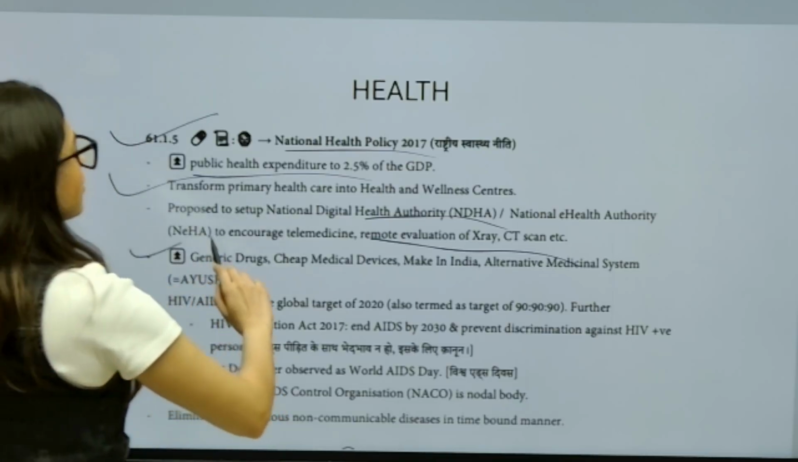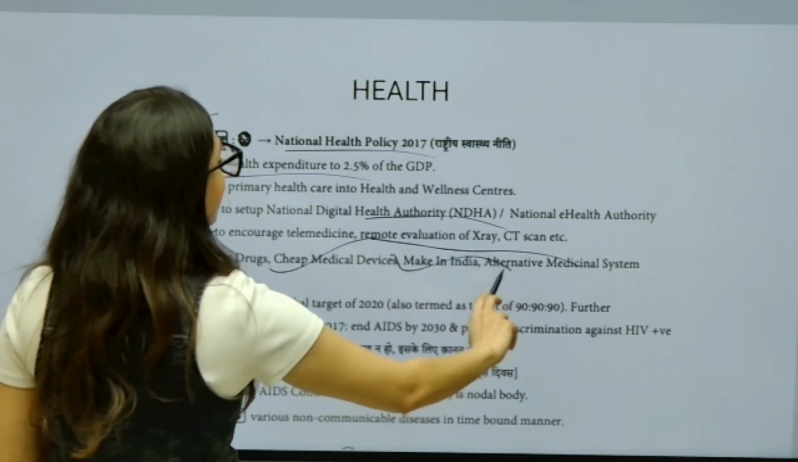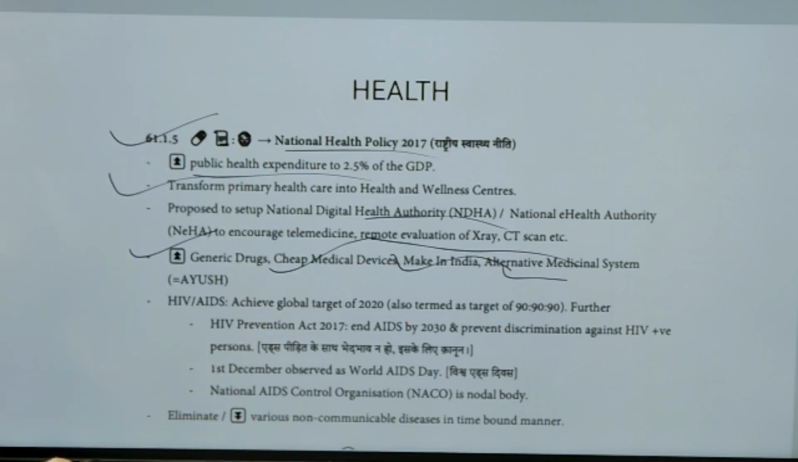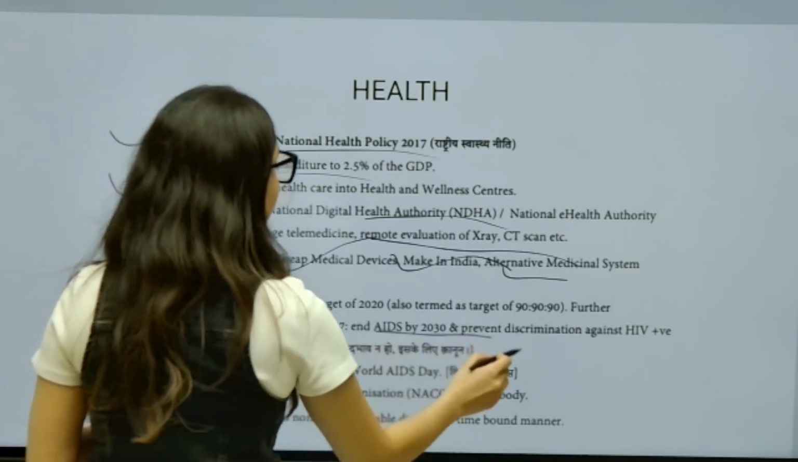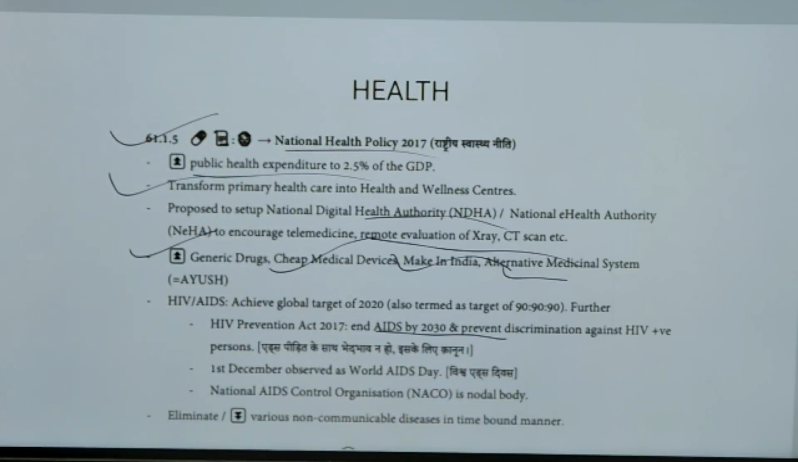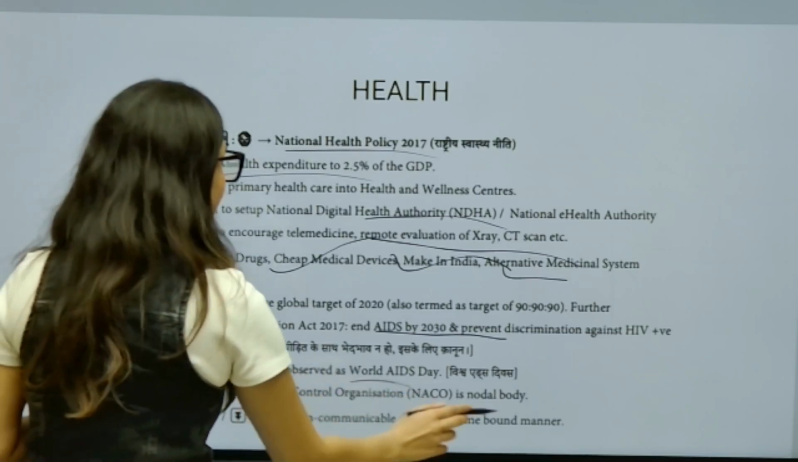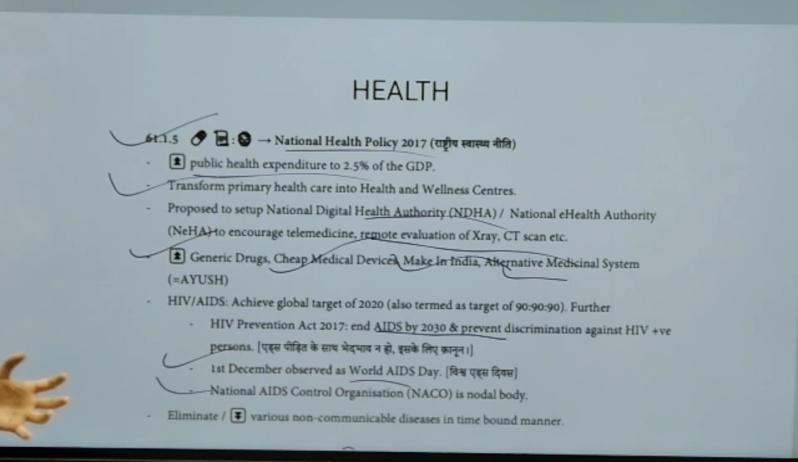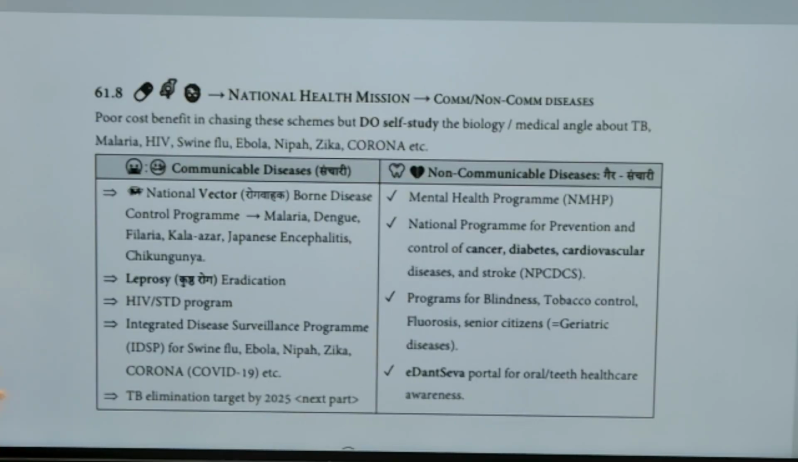Then generic drugs, cheap medical devices, Make in India, alternative medicine, and for HIV AIDS, achieve the global targets of 2020. Then the HIV Prevention Act aims to end AIDS by 2030 and prevent discrimination against HIV positive persons. And 1st December is observed as World AIDS Day. National AIDS Control Organization is the nodal body, and we are here also to eliminate non-communicable diseases.